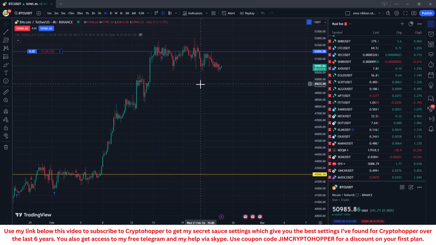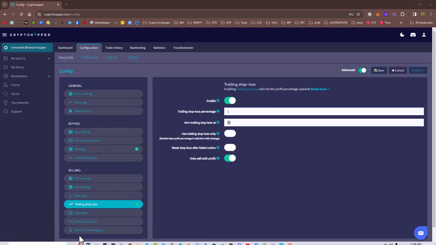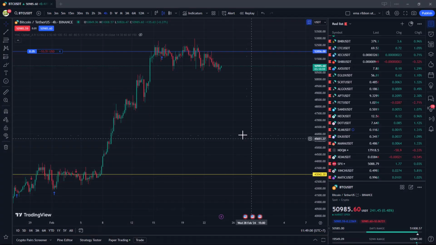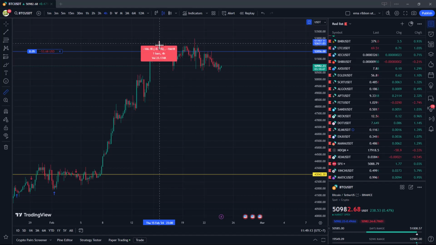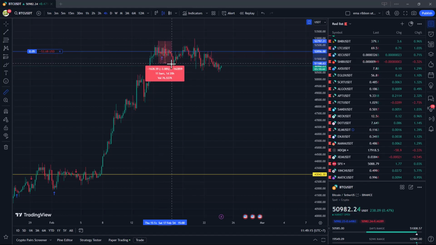Now the benefit of having a larger drop is because that will cover you in case you get quite a big drop. Let's say you bought there and it comes up here, the trailing stop loss is activated. It's allowed to drop 3% from there, and then it will sell. So you'd have sold here.